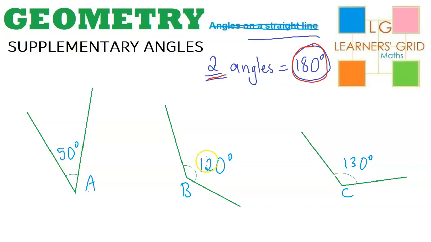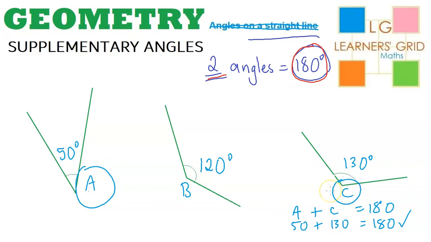So in this case, 50 plus 120 is 170, so it's definitely not B and A. A and C: 50 plus 130 equals 180. So if I go angle A plus angle C equals 180, which is 50 plus 130 equals 180. That is true, and therefore we now know that angle A and angle C are supplementary angles. So that's just a little note for you to remember. And that is that supplementary angles don't have to be on a straight line. They can be separated like this.